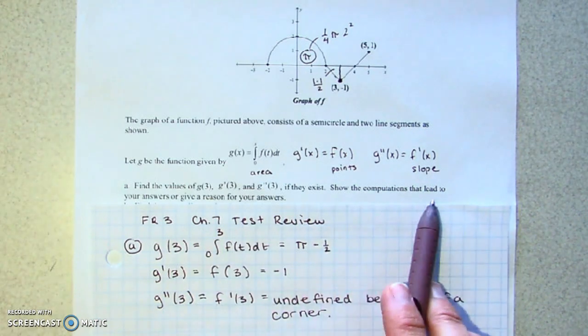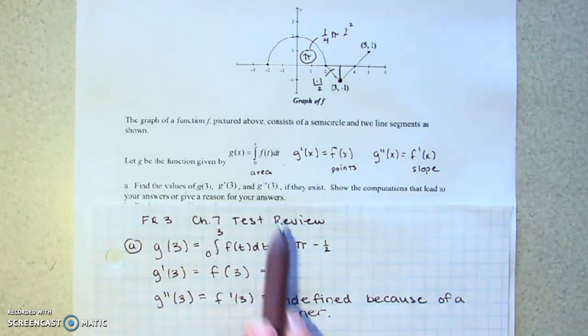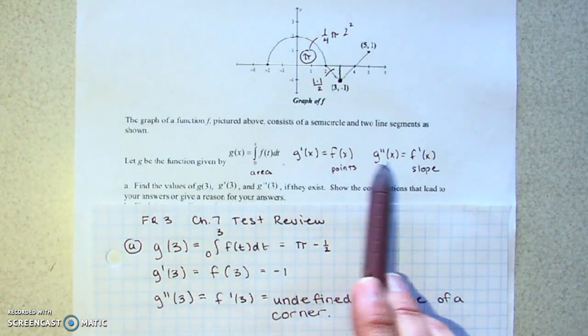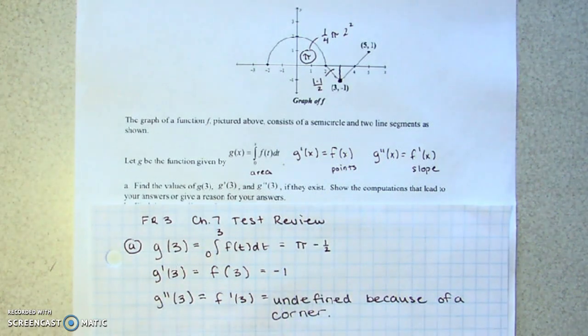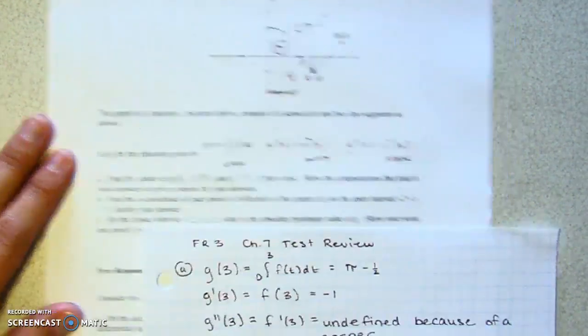Show the computations that lead to your answers and give a reason for your answers. So y'all, these are the computations that led to my answers up there. Okay, let's look at B.